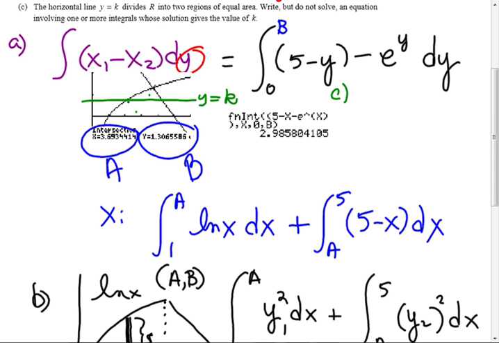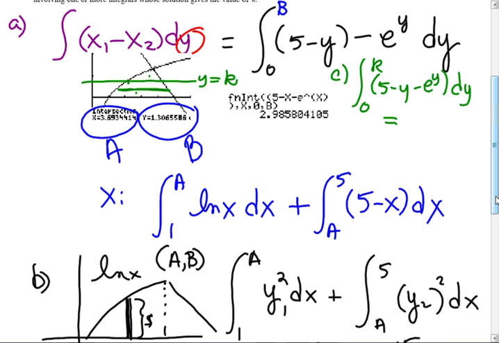What is the area of this? It's just area. So we integrate from 0 to what? K. No, it says don't integrate. We have it. We did it in A. What's this length? It's this side. It's this right here. 5 minus y minus e to the y dy equals, and it's half of this value right here if you want.